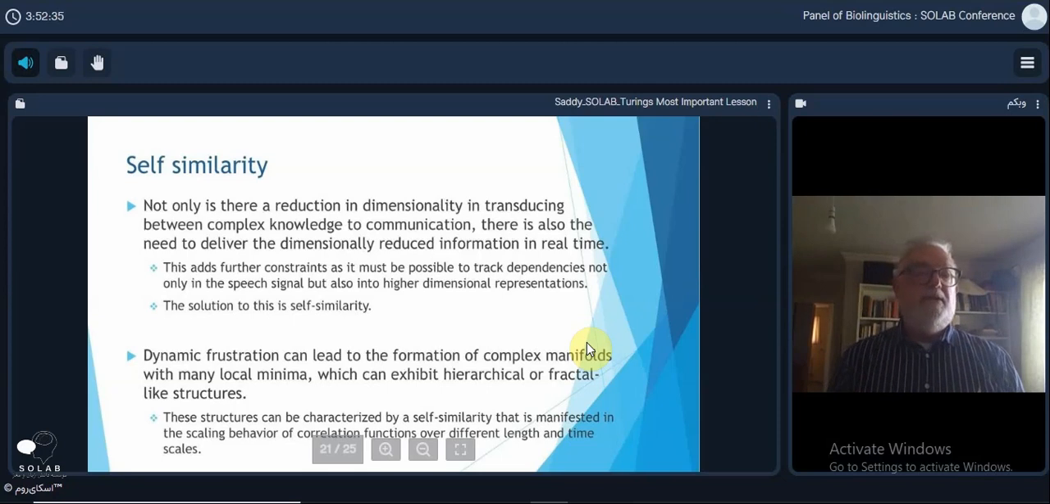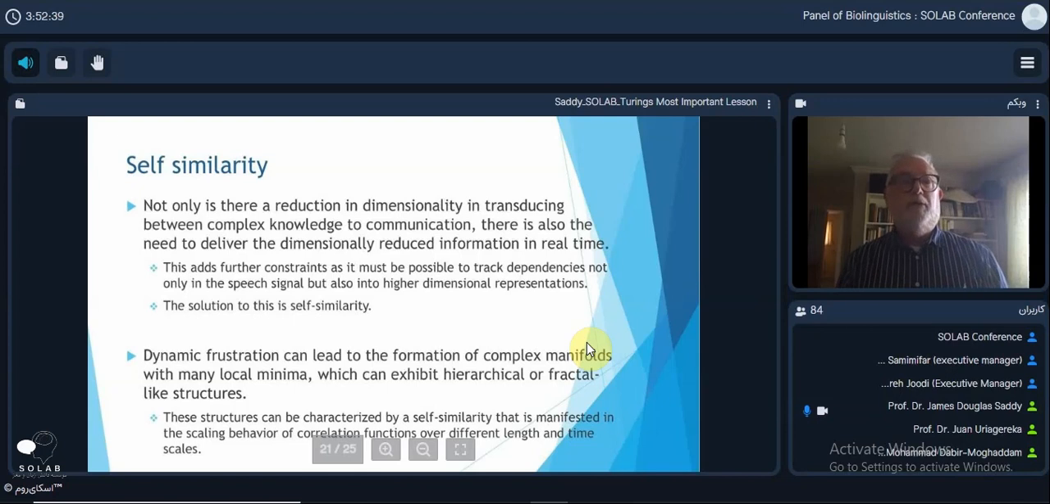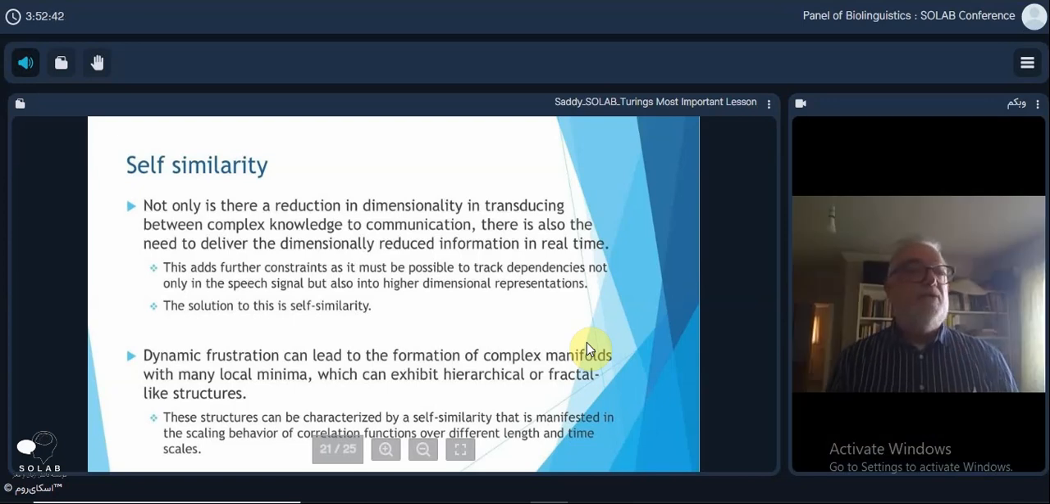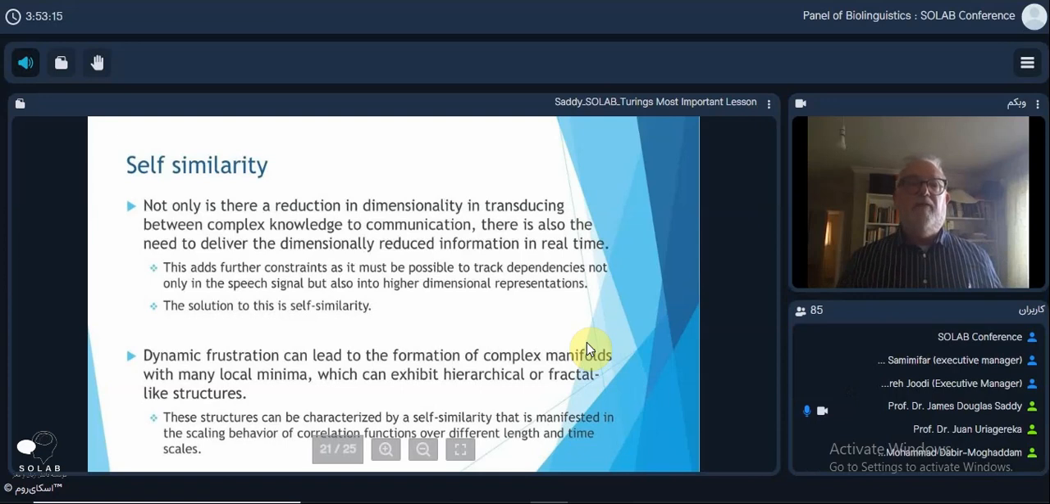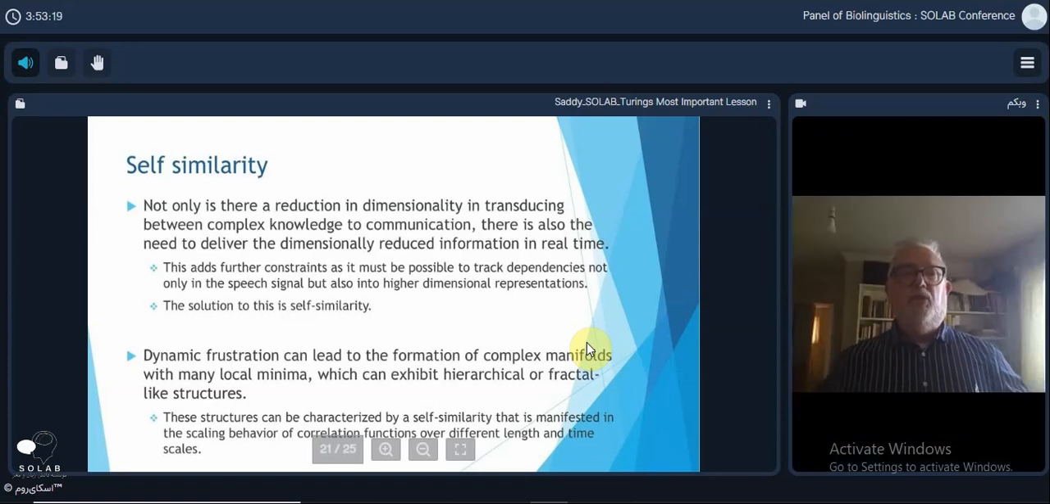In fact, there's a solution to this, and it's one that we run into all of the time when we look at these dynamically frustrated systems. It's called self-similarity. Dynamically frustrated systems can lead to the formation of complex manifolds. These are surfaces through space in the system with many local minima. And the distribution of the local minima exhibits something called hierarchical or fractal-like structures. These are characterized by a self-similarity that's manifested in the scaling behavior of correlation functions over different length and time scales. What this basically means is that the signal itself shows similar distributional properties no matter how you look at it.